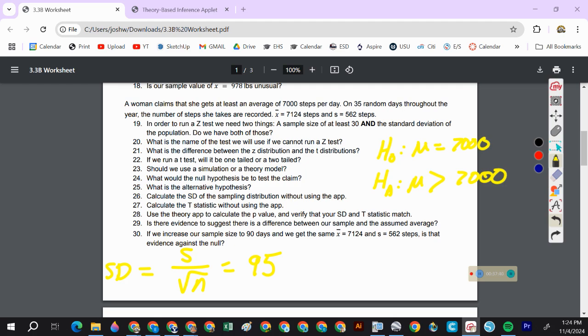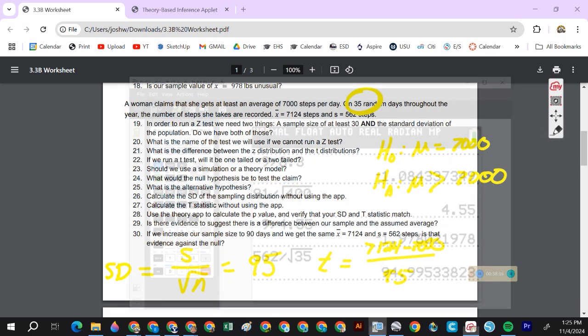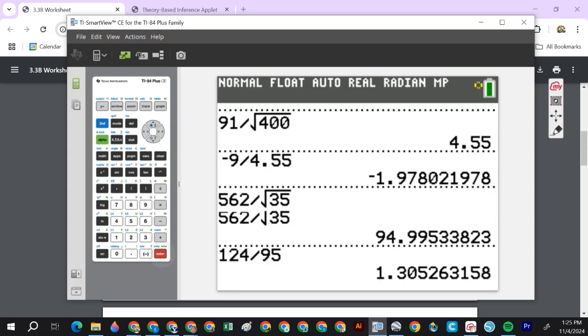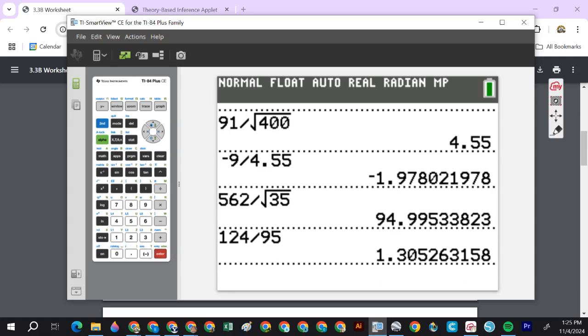And every t curve is different. Which t curve are we going to use? We're going to use the one for 35 in our sample. The 35 curve looks different than the 34 curve, which looks different than the 33 curve, and so on. Okay? So, my t-score is going to be 7124 minus 7,000 divided by 95. So essentially, it's just 124 divided by 95, and I get a t-score of 1.3.